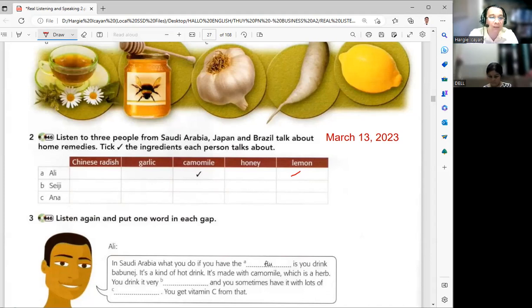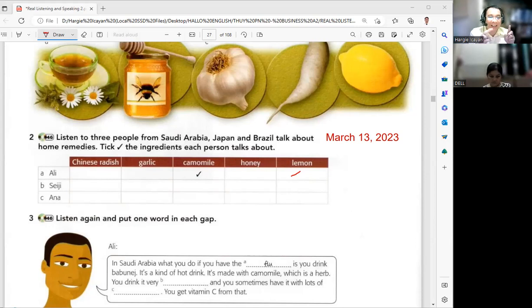In Japan, if you have a sore throat, we use daikon, a Chinese radish. It's a bit like a large white carrot. We grind the Chinese radish and put honey on it and leave it for a while. Then we wait until the juice comes out and then we drink it.